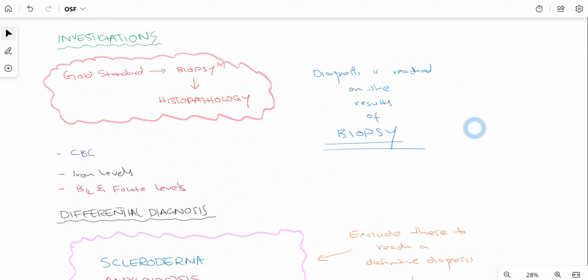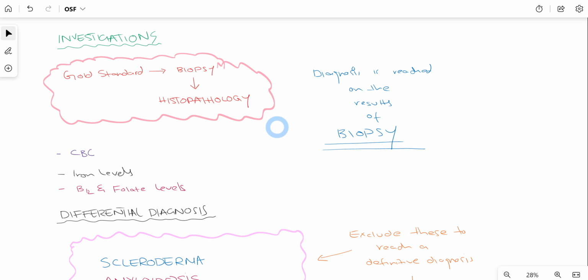Now, if you talk about investigation as to how we can reach a definitive diagnosis that the patient is actually suffering from OSF, firstly and the most important thing that we can do to confirm our diagnosis is the gold standard biopsy. This biopsy undergoes histopathological investigation. It goes through all of the histological features that we have just discussed, and this gives us a definitive diagnosis that yes, the patient is or is not actually suffering from OSF.